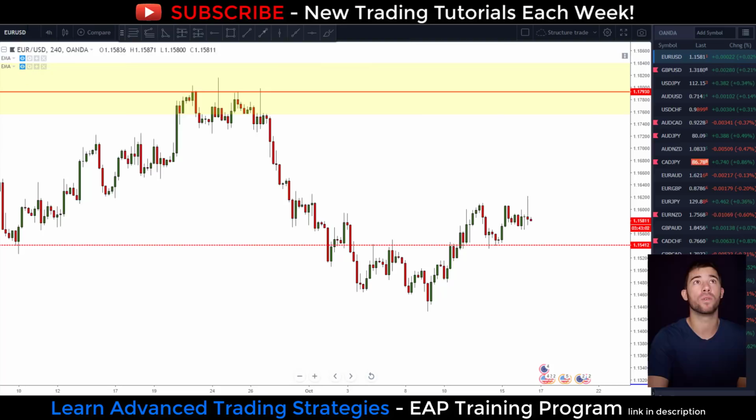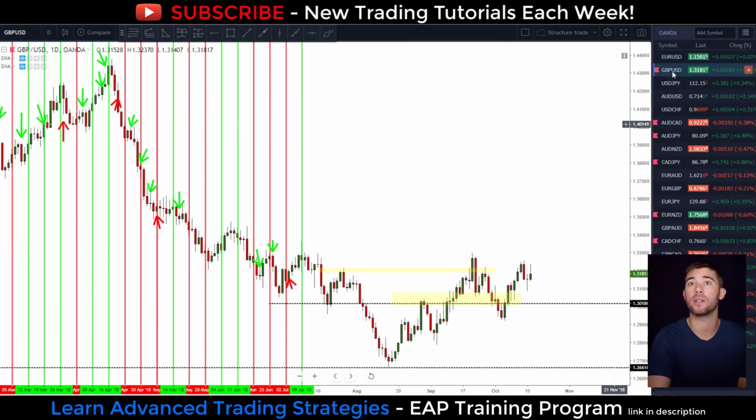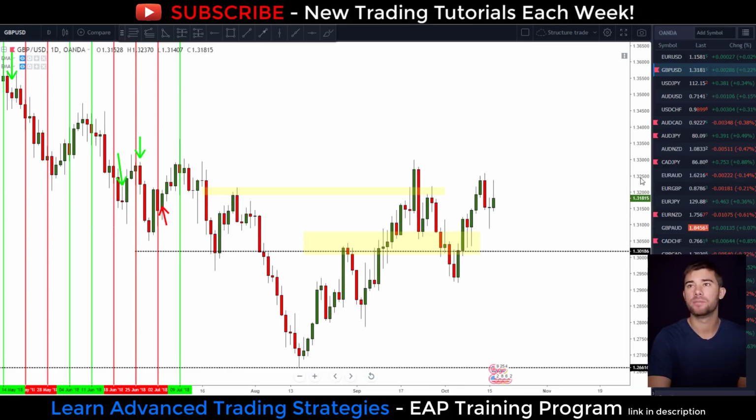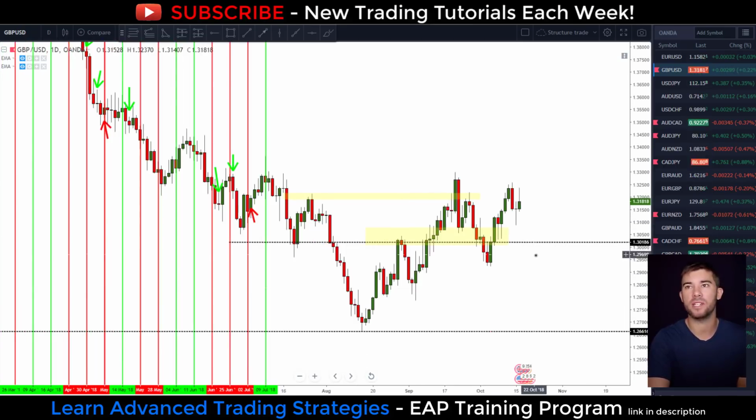We're going to go ahead and move on now. We'll go back to our daily chart. We'll take a look at the pound dollar. The pound dollar, kind of a similar situation. We are currently in this little consolidation period.